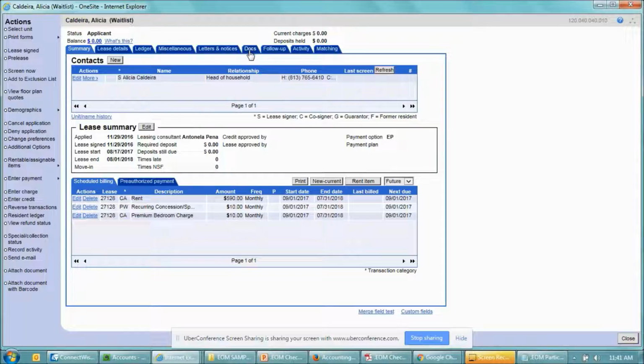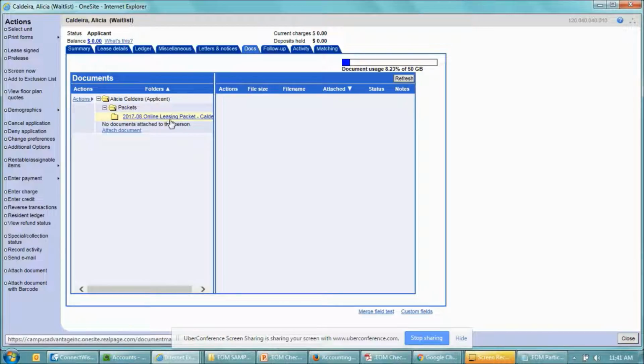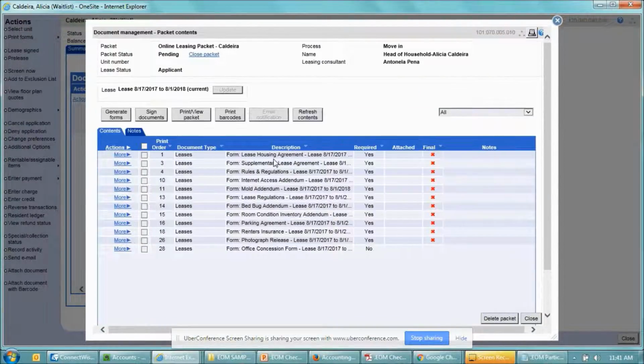So to see the lease, you'll go to the Docs tab. If it was an online application, it will be under their packets for online leasing packet. If you had to do a paper lease, or in your guys' case, you're having to upload them manually and scan them from paper leases that you had done before, it would say an office leasing packet, and you'd have to add the office leasing packet. So we'll open her online leasing packet and look at the front page of the lease agreement, which she hasn't signed yet.